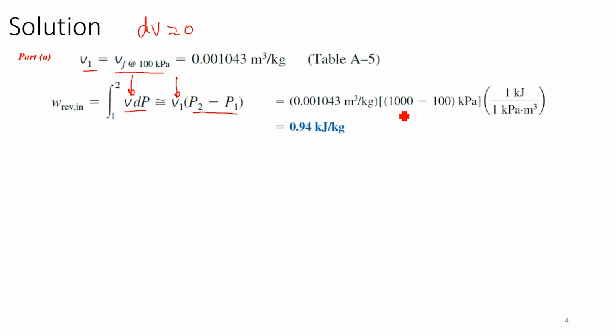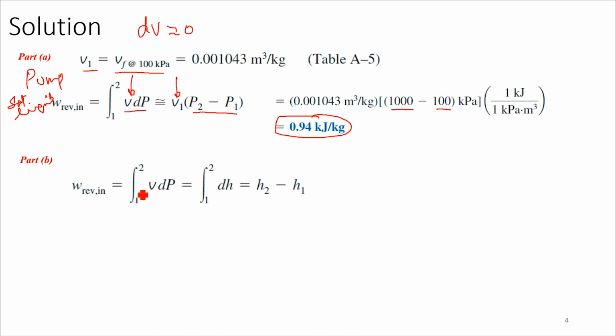Change in pressure is from 100 kilopascal to 1000 kilopascal, which is 1 megapascal, this being the pressure for state 2. You just have to apply the formula and you'll get the reversible work for the case of a pump, where you have the fluid as saturated liquid. The second case is where you have to find it for the steam.